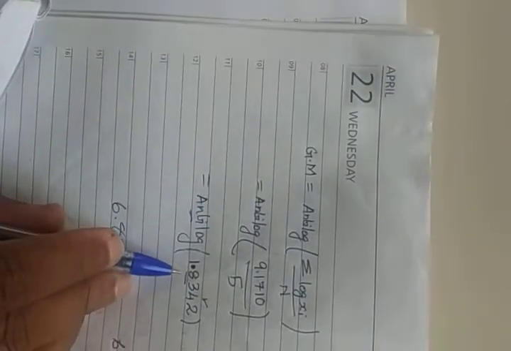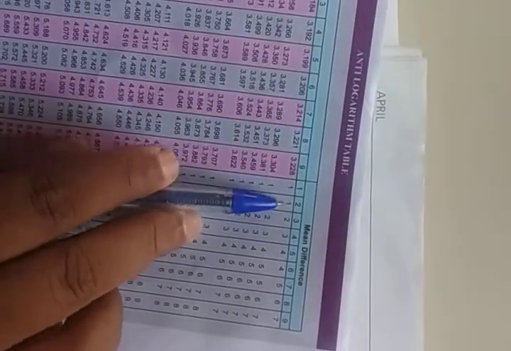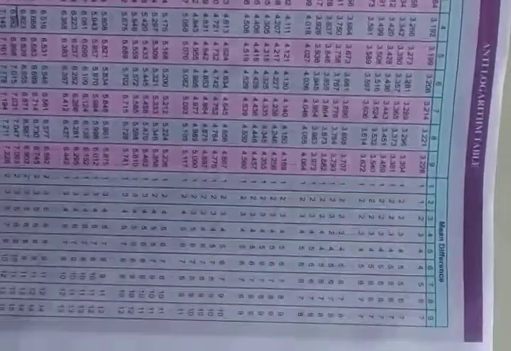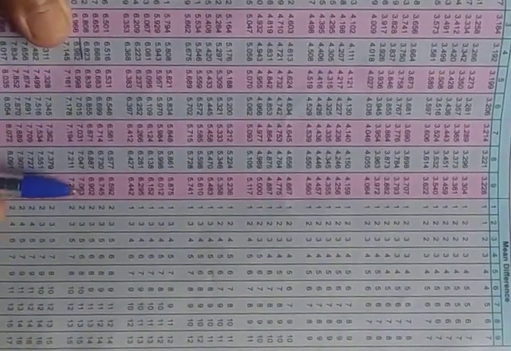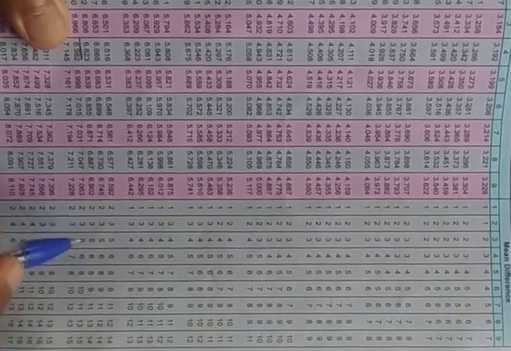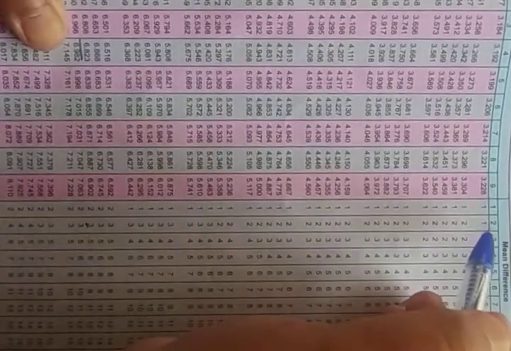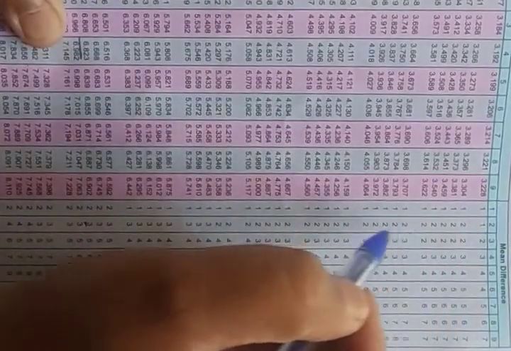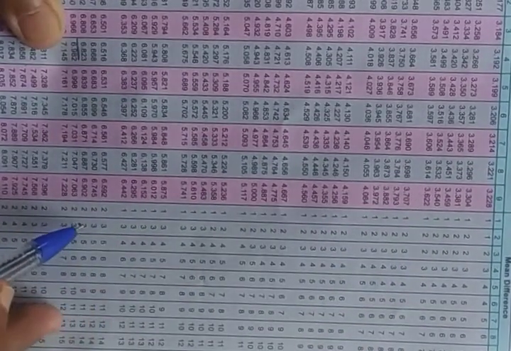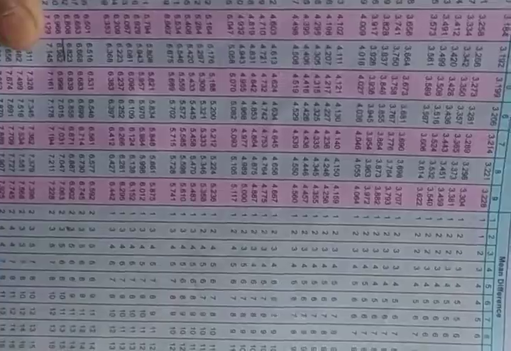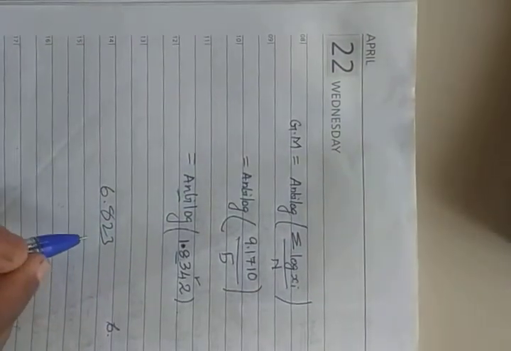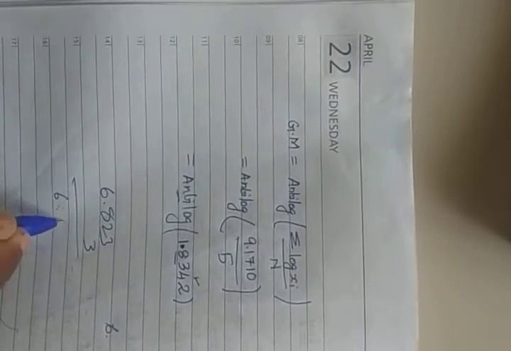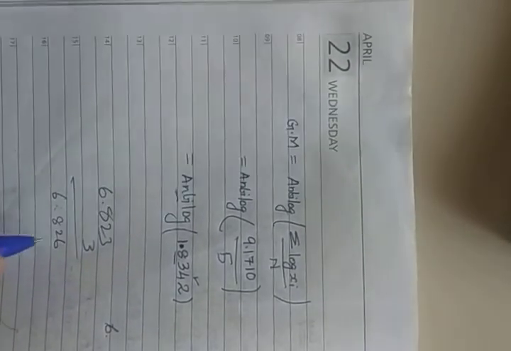So I have taken 83, 4. Now we have 2. The 2 you are going to see in the mean difference columns. You see this is the value for 1, this is the value for 2. So here 3 is there for 2. Taking 2 from here, the value it's coming is 3. So your 6.823 is there, you just add 3, and 6 will come.